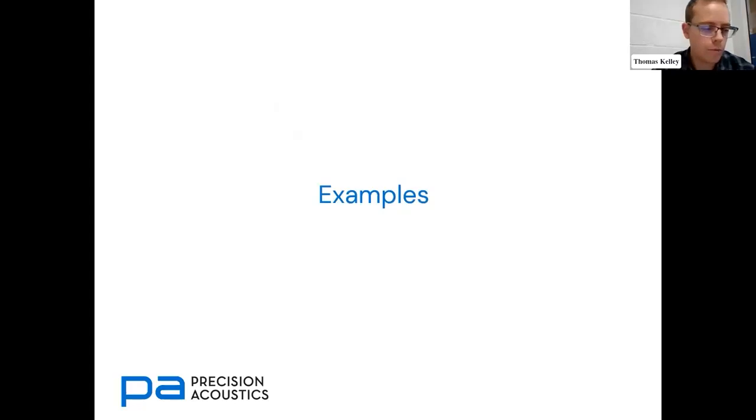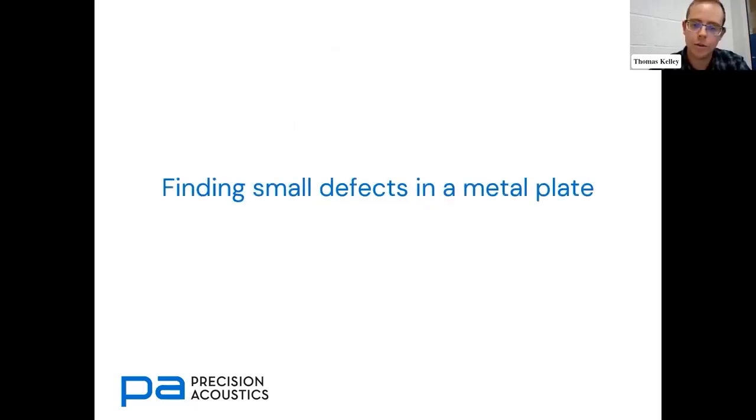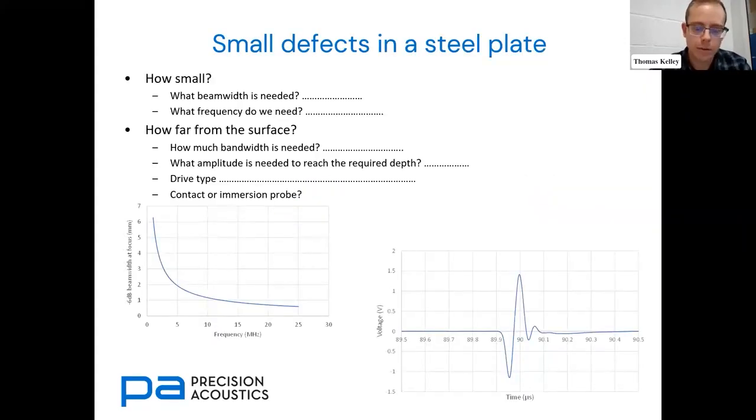All right, so we're going to end up finishing the presentation with a couple of examples of the design thought process. So we're going to take one from an industrial setting, looking at some small defects in a metal plate. So the first thing we would probably do is look to define the problem that we're trying to solve.